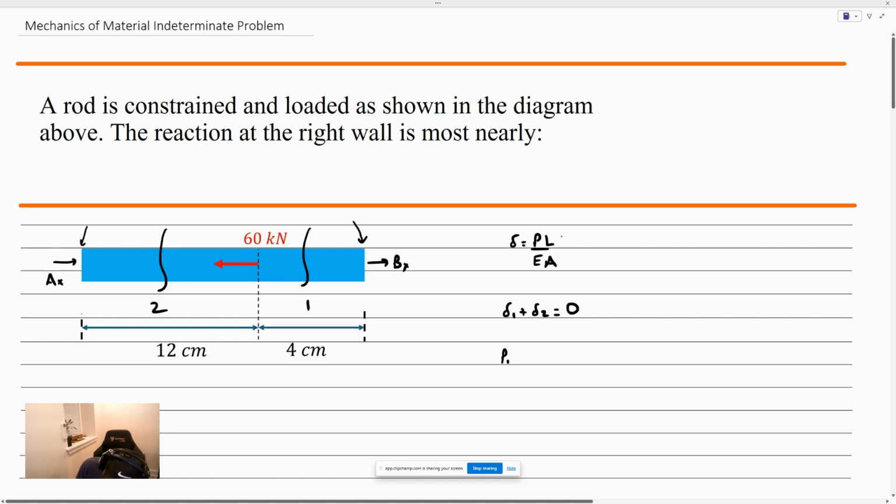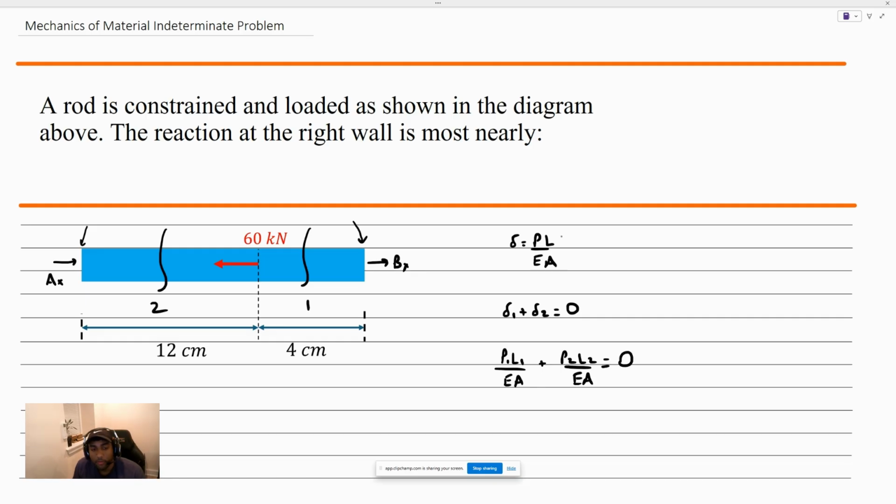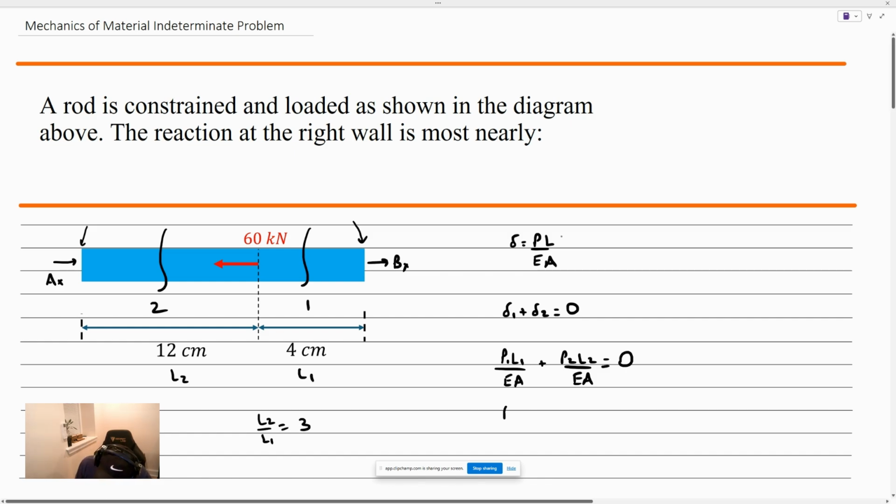So what we know is that P1 L1 over EA plus P2 L2 over EA has to be equal to 0. They're the same material, same area, so that denominator is going to be gone. Let's take the ratio of L2 to L1, noting that the ratio of L2 to L1 is equal to 3. What we have is P1 plus 3P2 must be equal to 0.